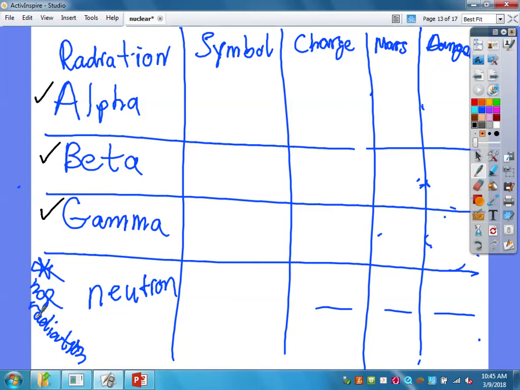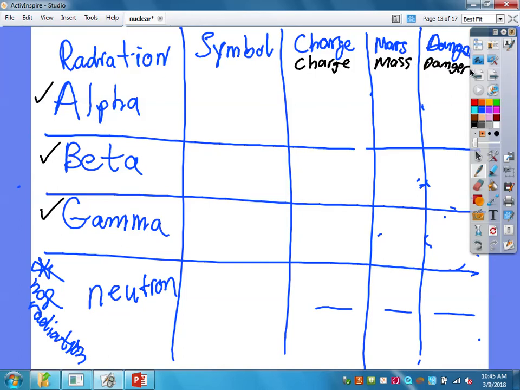So alpha, beta, gamma are different types of radiation. They are energies. In this case, though, it's kind of interesting because a couple of these radiations have some sort of mass with them. Okay? So what you need to know about all of these is you need to recognize their symbol. This is charge. I'll rewrite that. Mass. And then I like to add in what's the danger from them. All right.